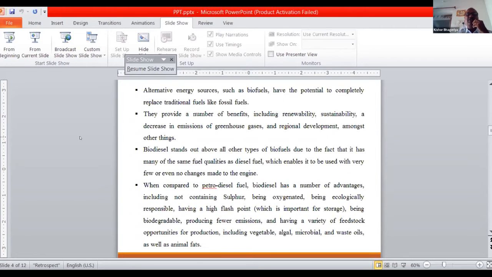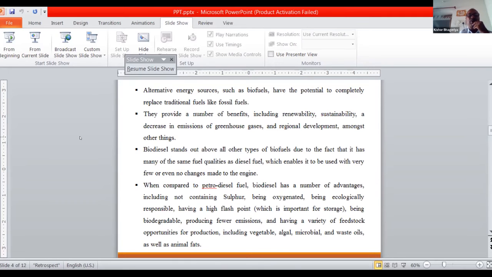Alternate energy sources such as biofuels have the potential to completely replace traditional fuels like fossil fuels. They provide a number of benefits, including renewability, sustainability, a decrease in the emission of greenhouse gases, and regional development, amongst other things. Biodiesel stands out above all the types of biofuels due to the fact that it has many of the same fuel qualities as diesel fuel, which enables it to be used with very few or even no changes made to the engine.